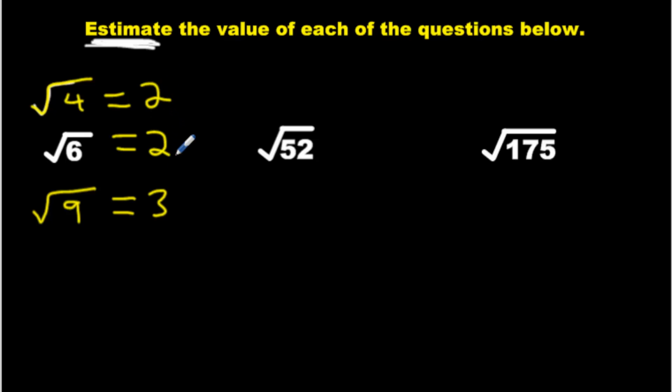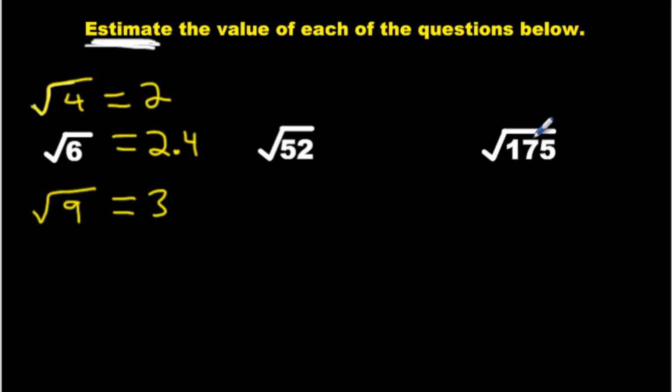Maybe 2.5. You know what though? 6 is closer to 4 than it is to 9. So I'm going to say somewhere around maybe 2.3, 2.4, maybe something like that. It's just an estimate though. It's going to be somewhere in between.